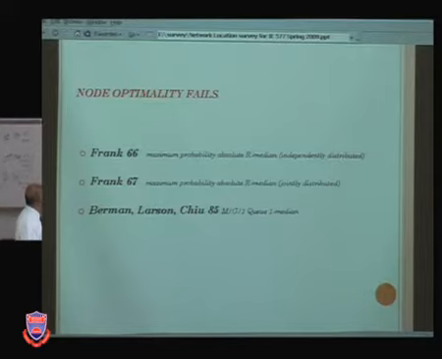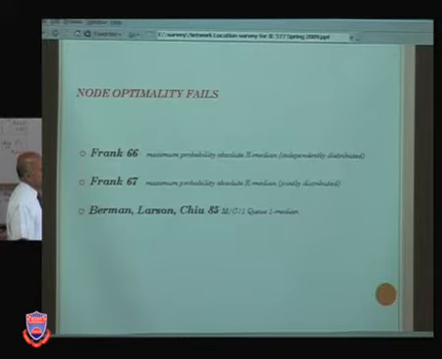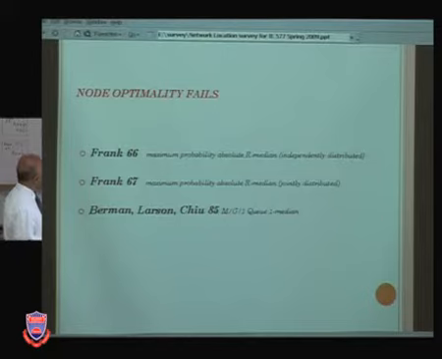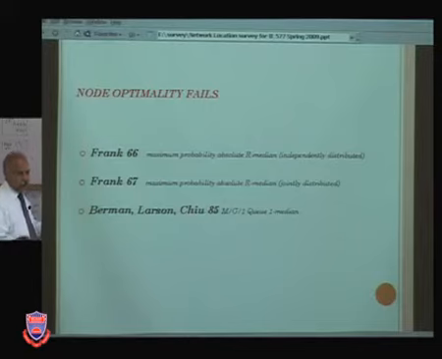maximum probability absolute R-median problem. In this problem, you've got probabilities associated with realizations of weights, node weights, okay? So in the '66 paper, each vertex weight has a distribution of itself. In other words, there are no correlations between different vertex weights. In the second paper, '67, they are jointly distributed. So that's the only distinction. But let's just look at the first one.